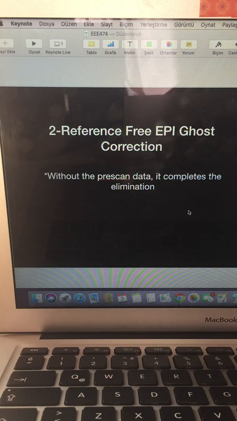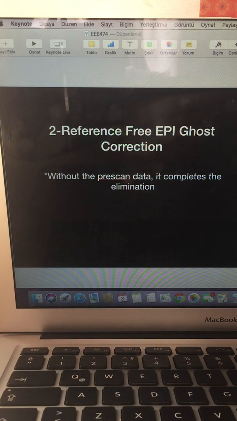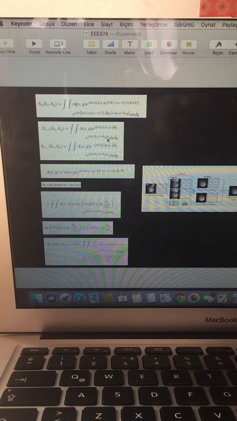The second one is the reference-free ghost correction algorithm. The purpose of this algorithm is the complete removal of ghost artifacts without pre-scan data. The algorithm is here. We can see the (-1)^n term in equation 1. Sign alterations lead to the creation of odd and even lines, and this is why Nyquist ghost artifacts appear.